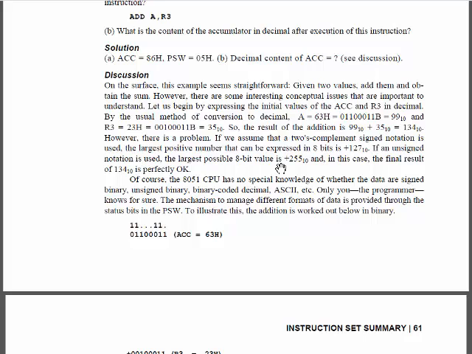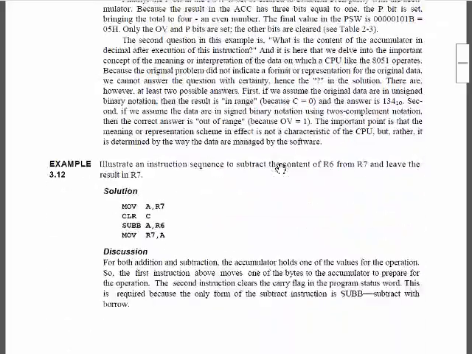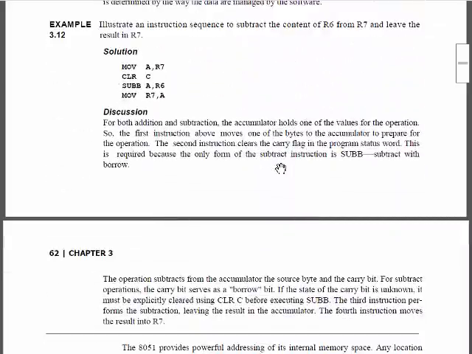I'm not going to dwell on that right now. We could spend lots of time talking about that. But we get into this discussion right here. Again, this is another one. This is a short little program segment where we move in the contents of R7.